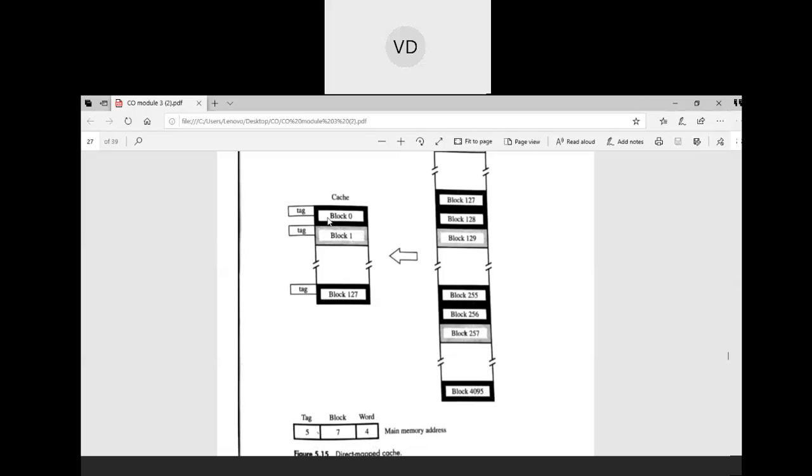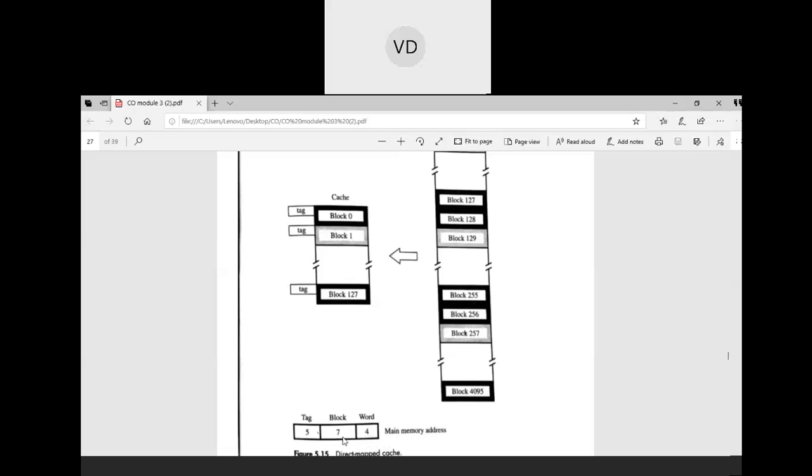There are 16 words in each row. Out of those 16, which word do I have to select? That is understood by using these 4 bits.